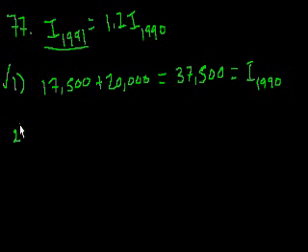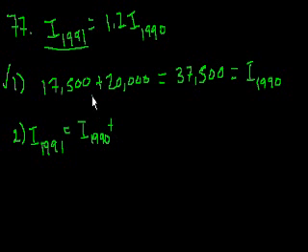Let's see what they give us for statement number 2. Miss Smith's income for 1991 was $7,500 greater than for 1990. So they say income of 1991 equals income for 1990 plus 7,500. Well, this alone does not help us, because they've already given us the other relationship.